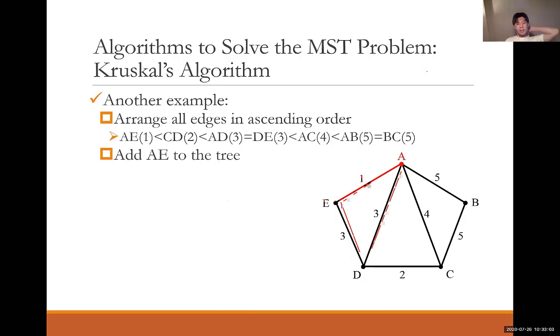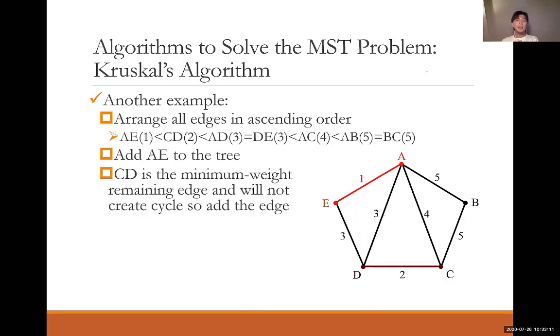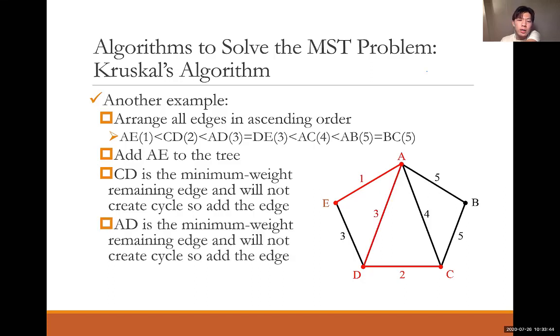Okay, and then we add AE to the tree because it is the smallest edge. And then we add CD because it's the second minimum weight edge, and it does not create a cycle. Here our graph looks a bit strange, but we will do it this way. It contains two edges which do not share a vertex. Then we simply follow our order. Here AD and DE have the same value, but we put AD first. So let's consider AD first, and by adding AD we do not form a cycle, so we simply add it.